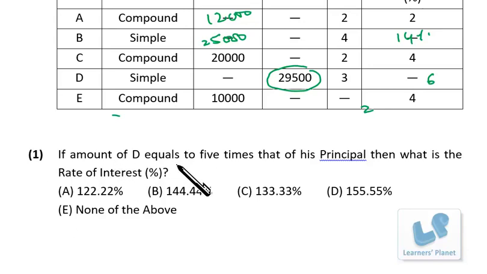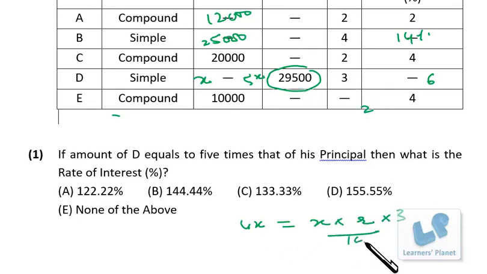If the amount is 5 times the principal, then obviously the interest is 4 parts, right? Suppose the principal is x and the amount is 5x, which means the interest part is 4x. Okay, so we have to find the rate of interest. Interest is 4x, principal is x, rate of interest we have to find, time is 3 years, divided by 100.